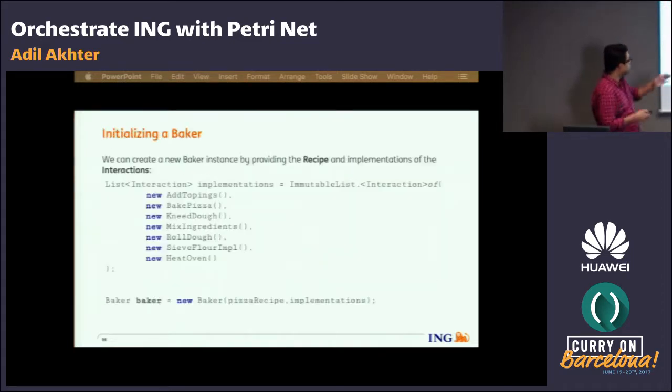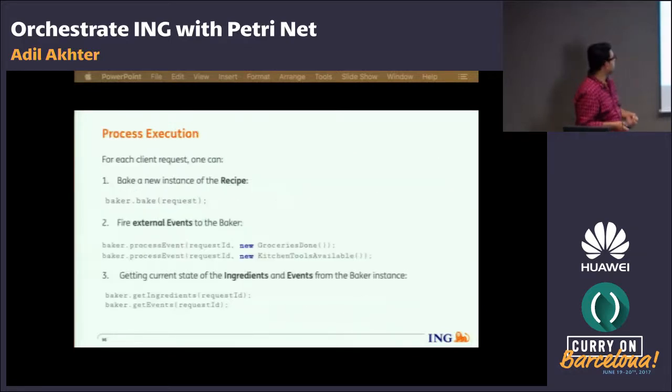So we can instantiate an instance of Baker by giving it all the implementations of the interactions and the recipe. So we give the recipe and we give the implementation, then it creates an instance of Baker. And when an instance is created, let's say that a customer requests to create an account, it creates a process. So from recipe, we're going towards process now. Recipe is just a description, and process is the runtime part of your recipe.